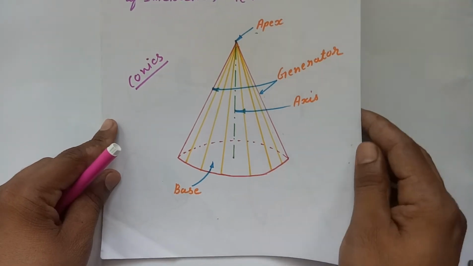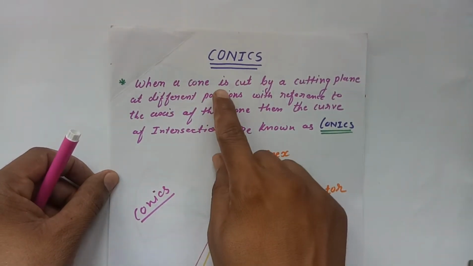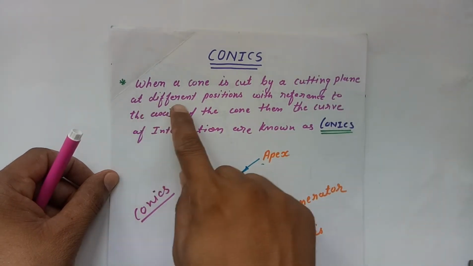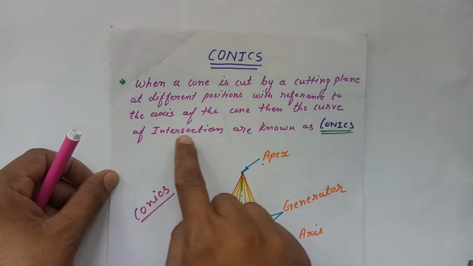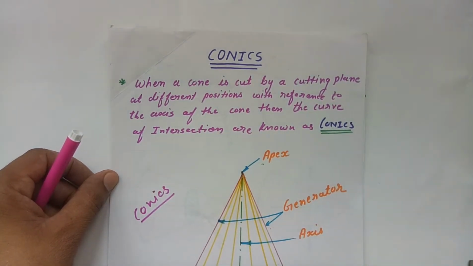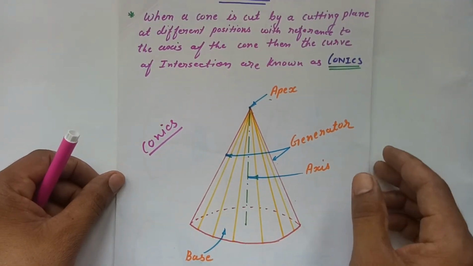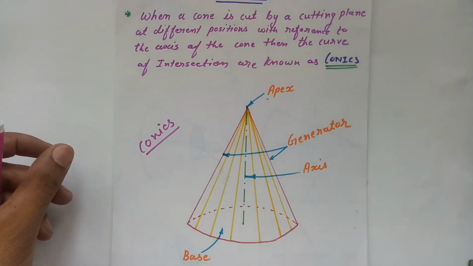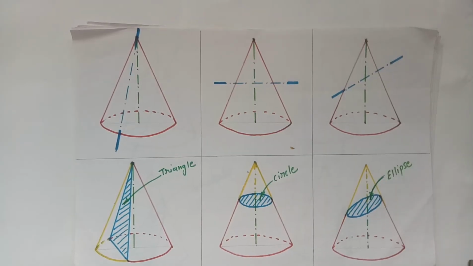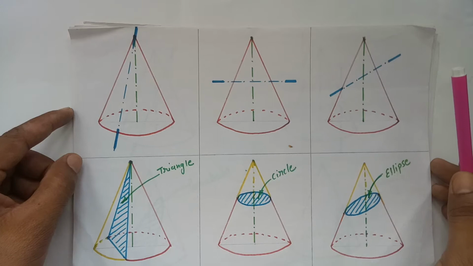Now let us discuss the definition of the conics. When a cone is cut by a cutting plane at different positions with reference to the axis of the cone, then the curves of intersection are known as conics. So the different intersections of the cone are known as conics. Now let us explain the different intersections of the cone. To understand them, we have to cut the cone by using a cutting plane.